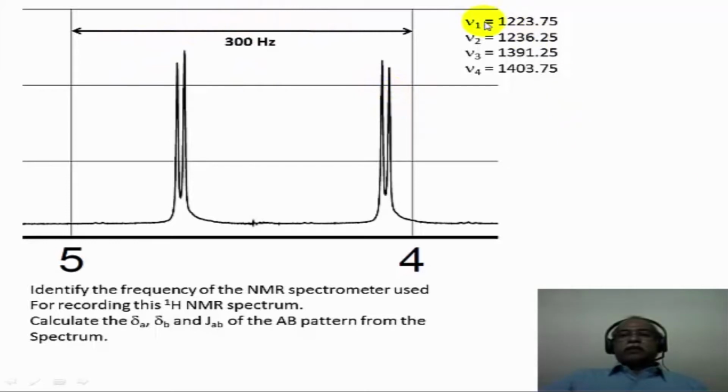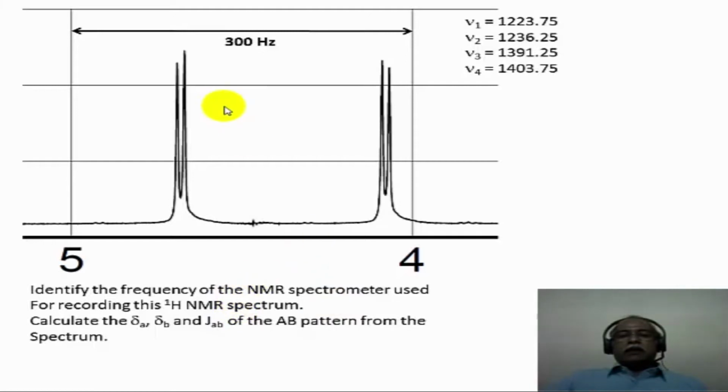The 4 frequencies given, mu1, mu2, mu3 and mu4, correspond to the frequencies of these 4 lines starting from here. 1223.75 Hertz corresponds to the first peak. The second peak is mu2, this is mu3 and mu4. So the frequencies of the 4 lines seen in the spectrum are very clearly given in the problem itself. The question is, identify the frequency of the NMR spectrometer used for recording this particular spectrum.